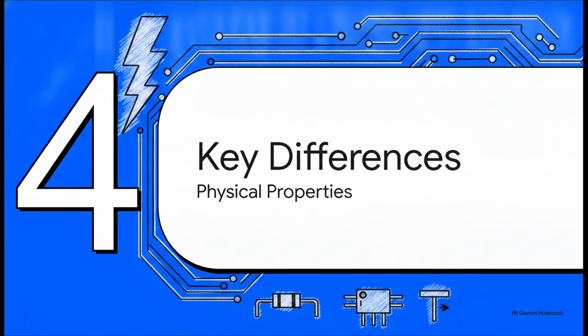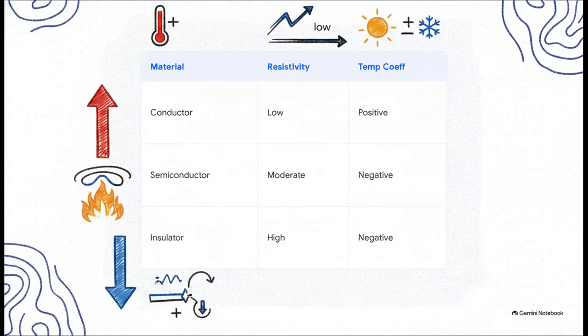That brings us to Section 4, Key Differences Compared. Let's see how all this underlying physics translates into the actual physical properties we deal with in engineering. Now, let's talk about a truly fascinating property here, the temperature coefficient. We already know conductors have low resistivity and insulators have high resistivity, but look at how they react to temperature.